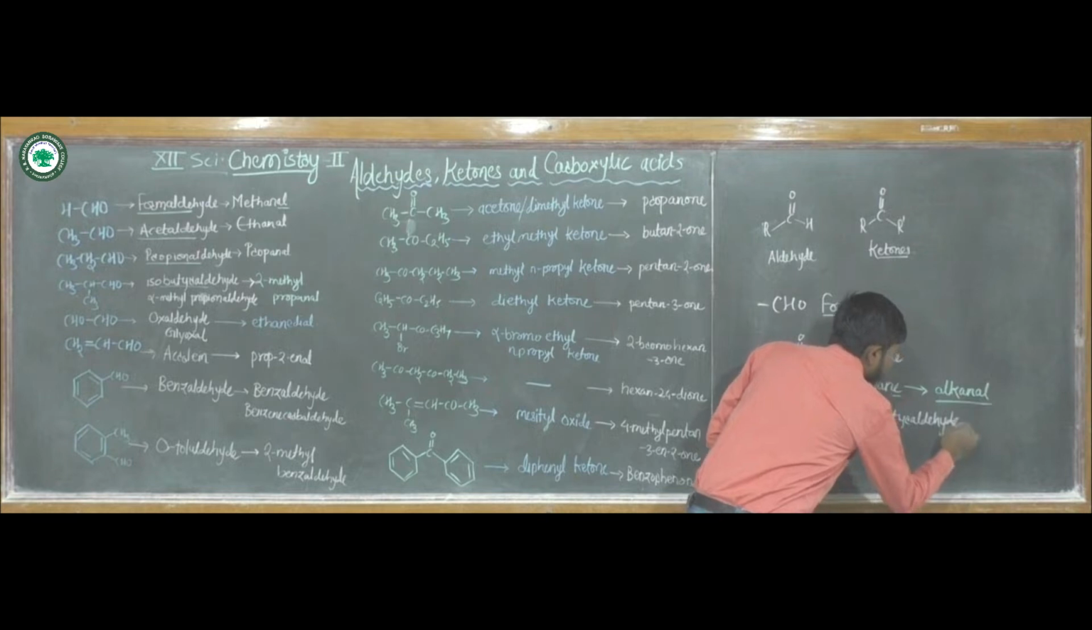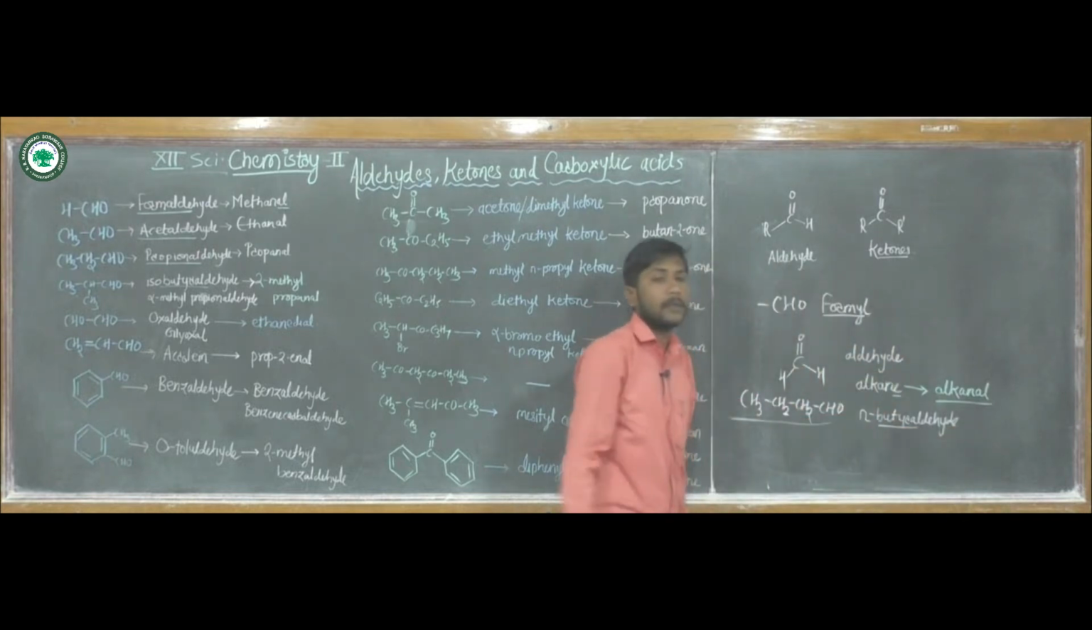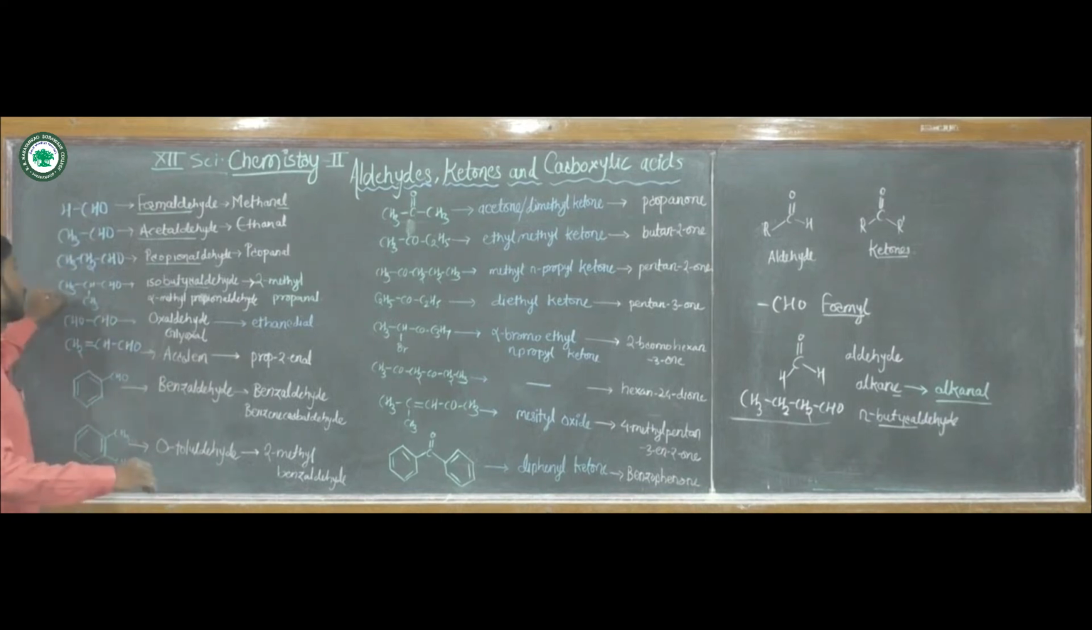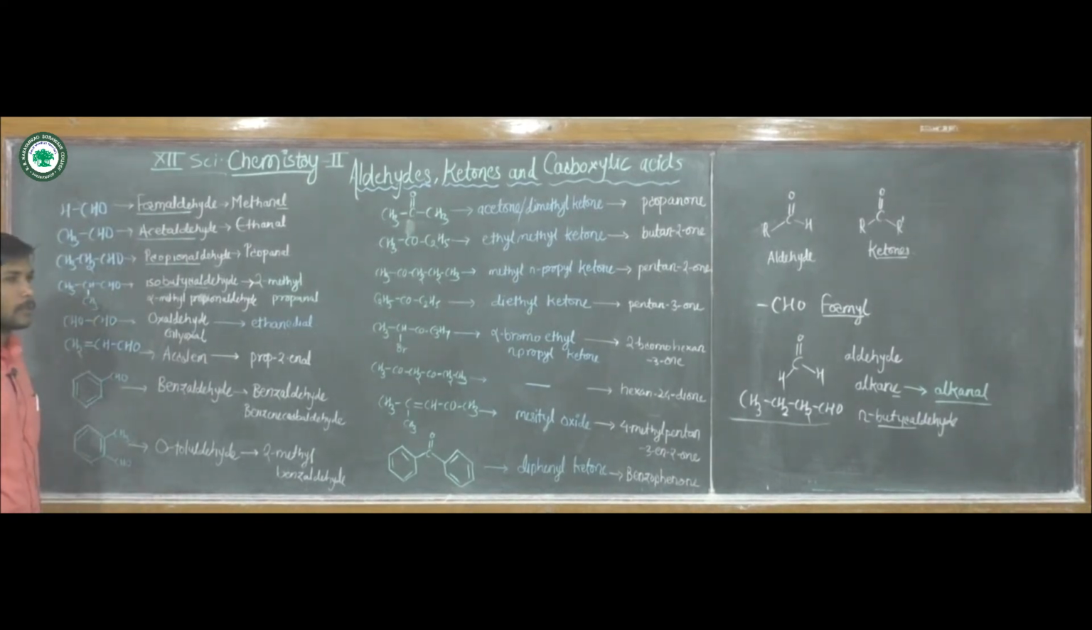What will be its common name? Butyraldehyde, not butylaldehyde. And here in the fourth example, we are seeing that there is a presence of branching also. Now, IUPAC rule changes. When there is a presence of branching, we have to give numbering to the branching also. But here the functional group is at the end, that's why numbering will start from this.